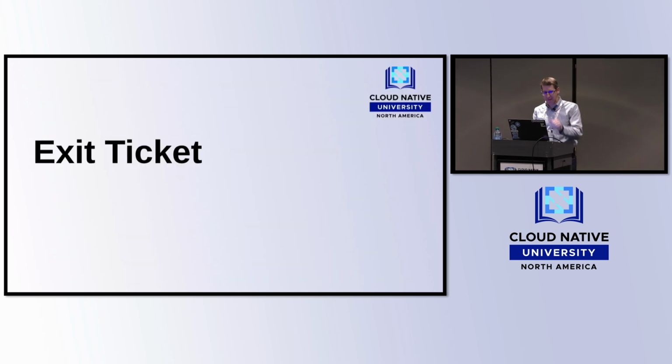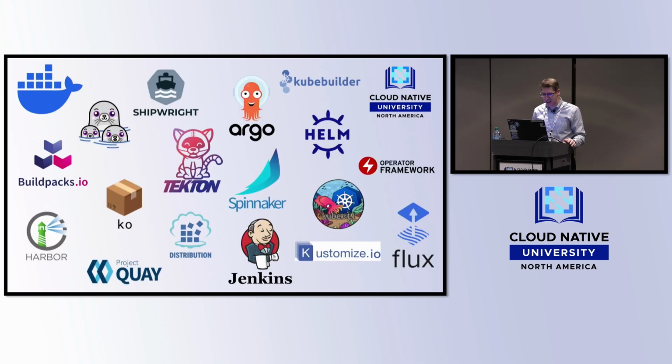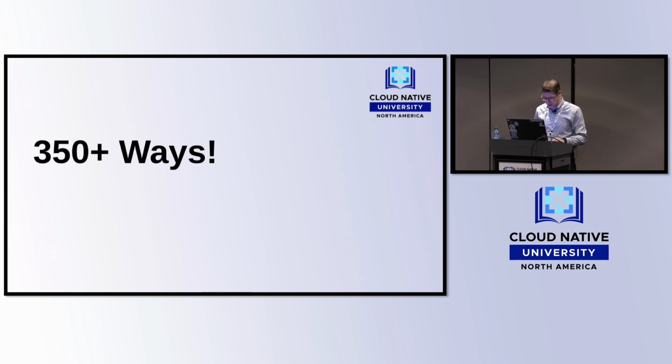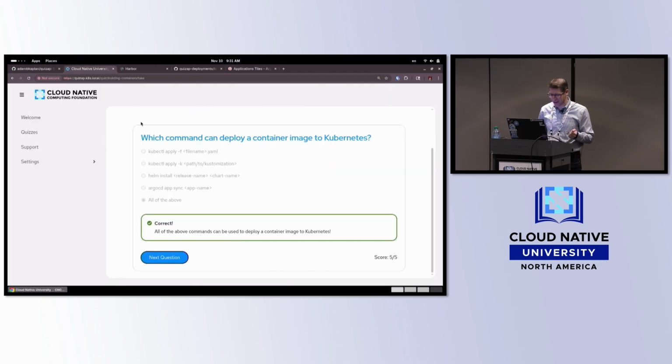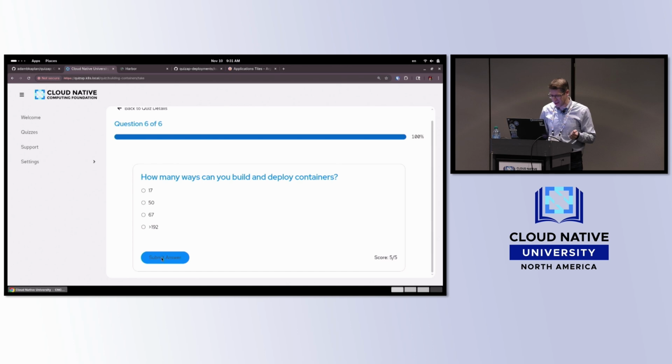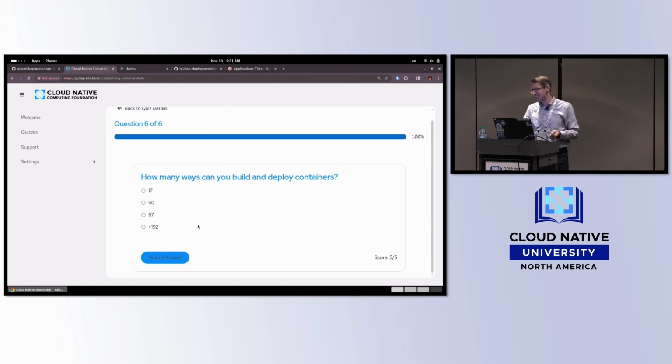So before we go, and I've got maybe less than 5 minutes left, I want to give you one final question. We've seen a lot of tools today. We had 3 registries, 4 build tools, 4 CI tools, 4 templating engines, 2 ways to do GitOps. So I'm going to leave you with the final question on the quiz, and maybe I gave away the punchline. How many ways can you build and deploy containers?